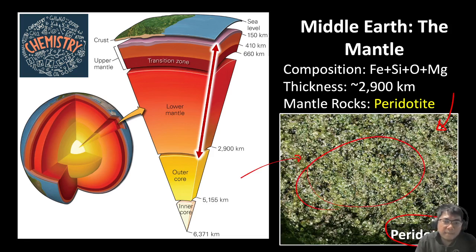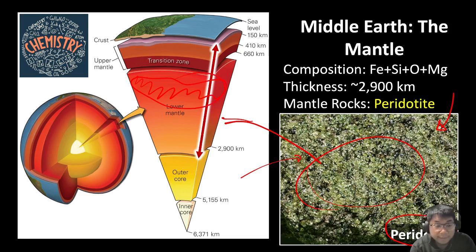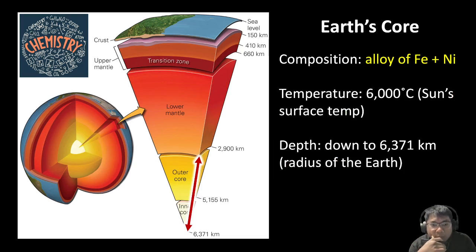Okay, and they make the mantle. So if I were to redraft this diagram, I would change these red colors into green colors, because that's the color of the mantle. Okay, and what about the core?